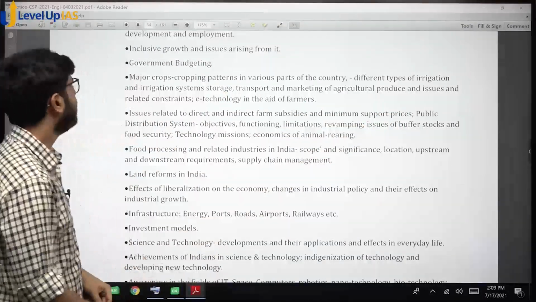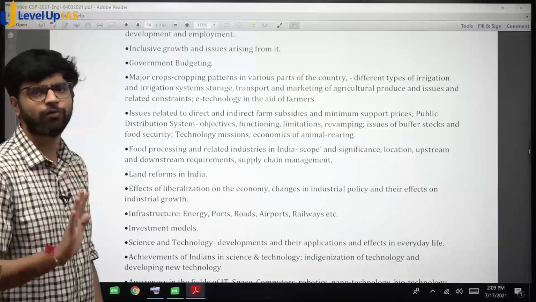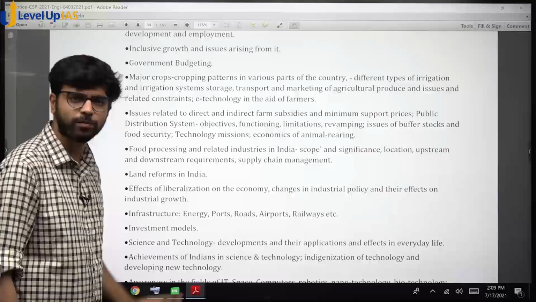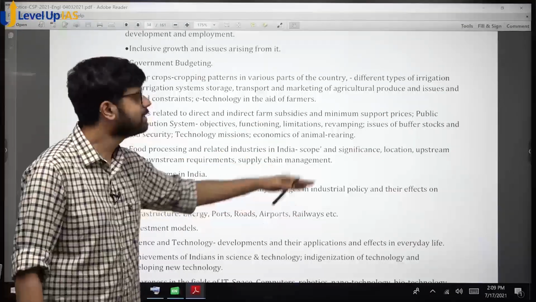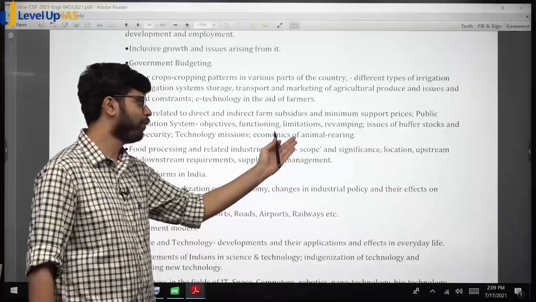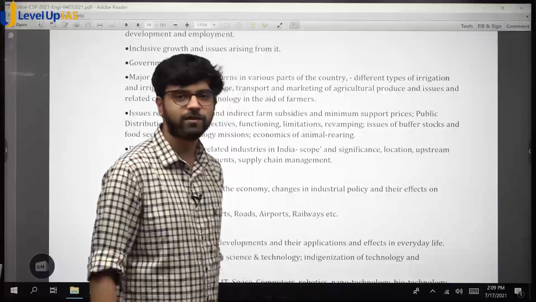Second point, public distribution system, PDS. Very specifically, they have mentioned what all they might ask. Objectives, what is the objective of PDS? What is the functioning? What are the limitations? How do you revamp it? See, after you have limitations, you will try to solve it, revamp it. Again, what is the word?